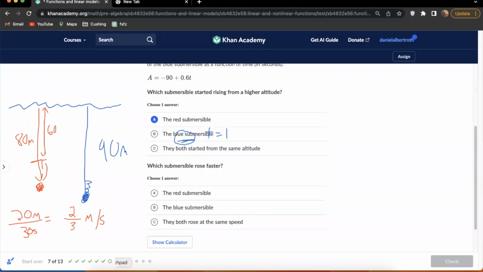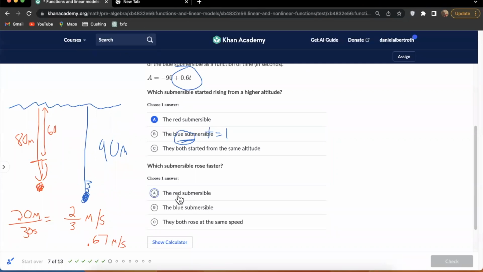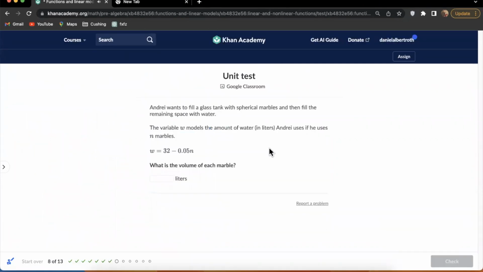So in decimal form, that's 0.67. If you divide that out, it rounds to 0.67 meters per second. The blue one is going 0.6 meters per second. So the faster one is red. Red is going at a faster rate per second. So I think it's going to be both red.